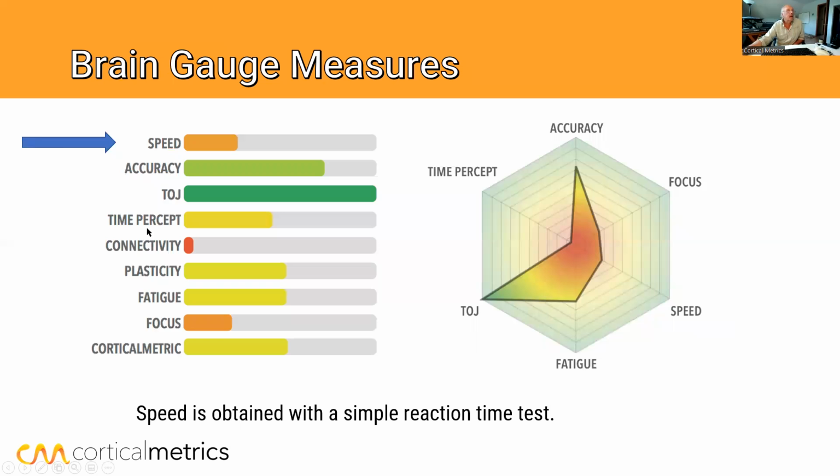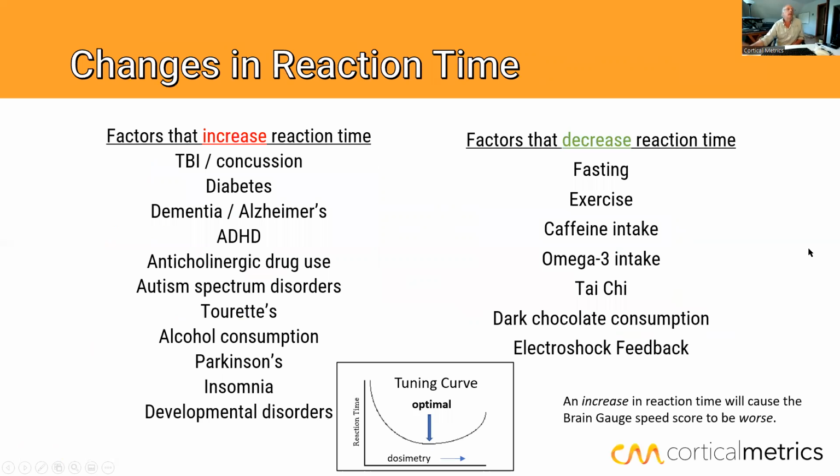So take a look at the Brain Gauge measures. Reaction time comes up as speed. And what exactly do changes in reaction time do? There's a lot in the literature, including some of these papers we took part in and that were collected with our methods, showing factors that increase reaction time: TBI or concussion, diabetes, dementia, Alzheimer's, ADHD, different types of drug use, autism, Tourette's, alcohol consumption, Parkinson's, insomnia, developmental disorders. Well, autism is a developmental disorder, but the other ones too. There's quite a few. Now, factors that make reaction time faster: fasting and exercise. So anything that makes you better physically tends to help. Acute and physical exercise both make you a little bit better.